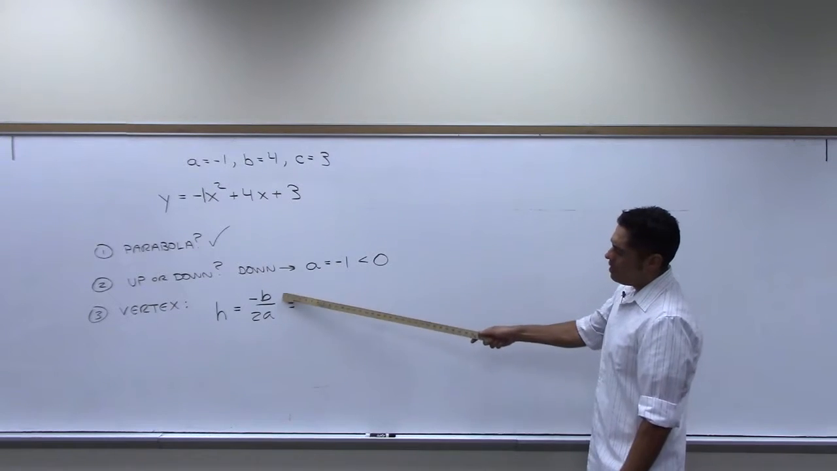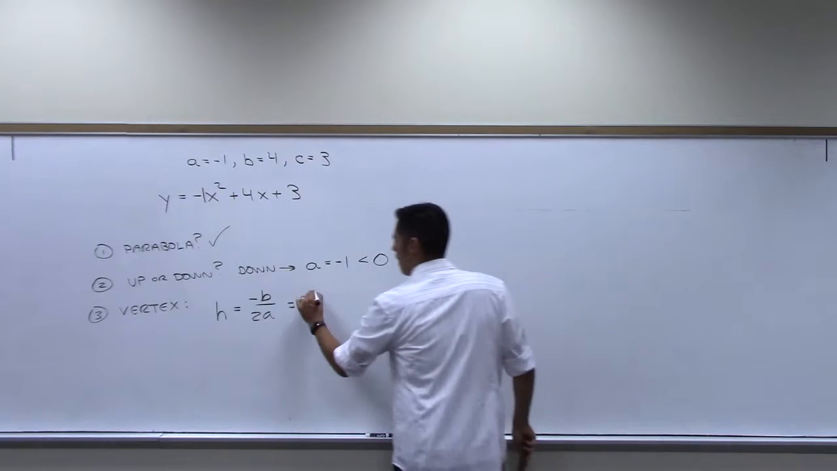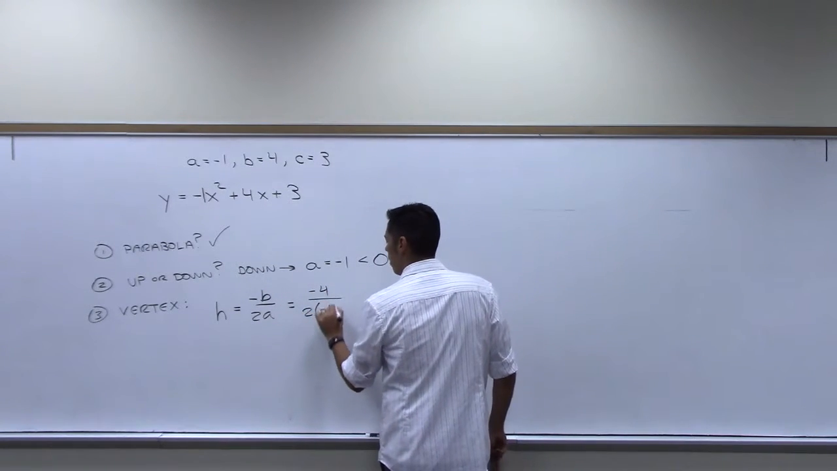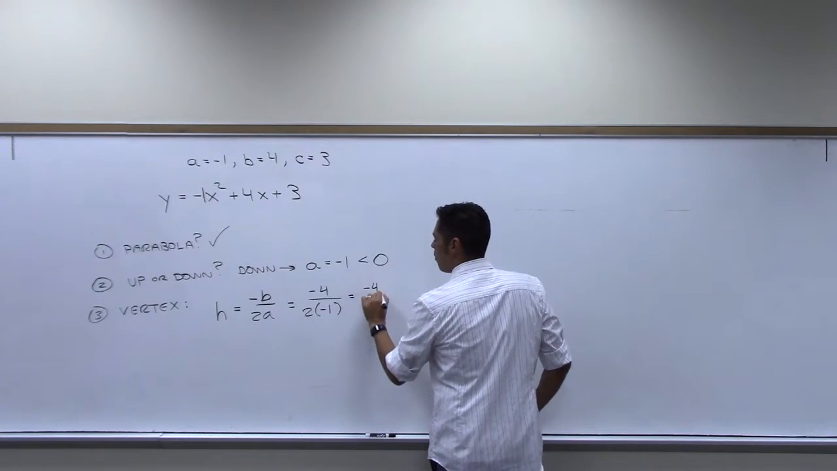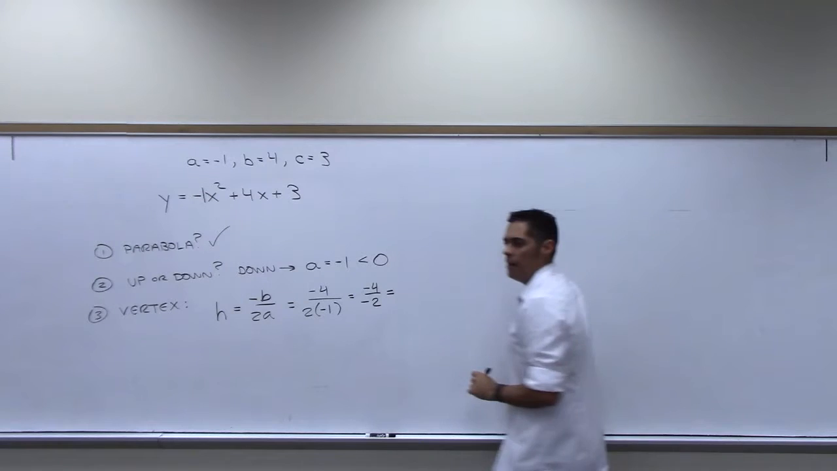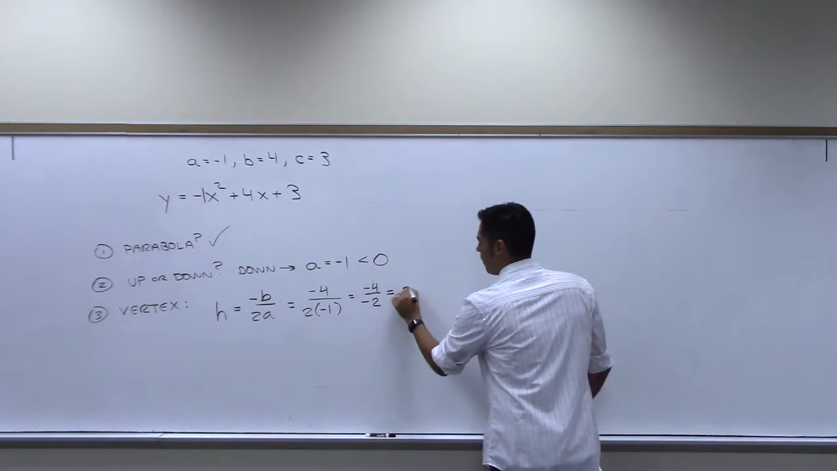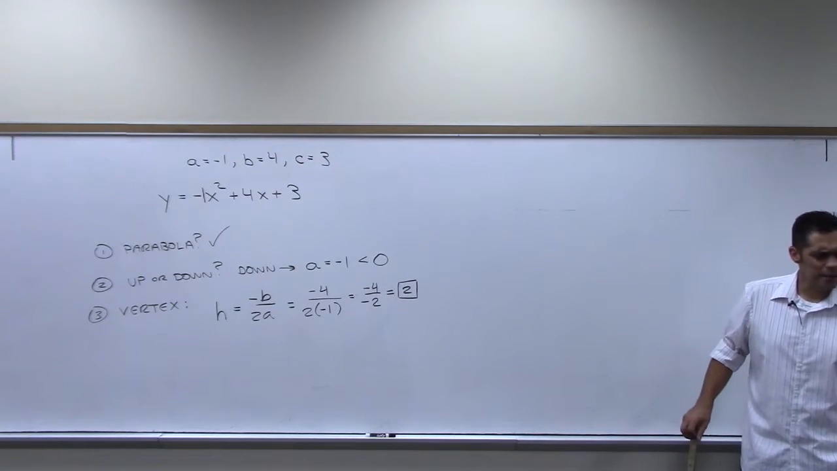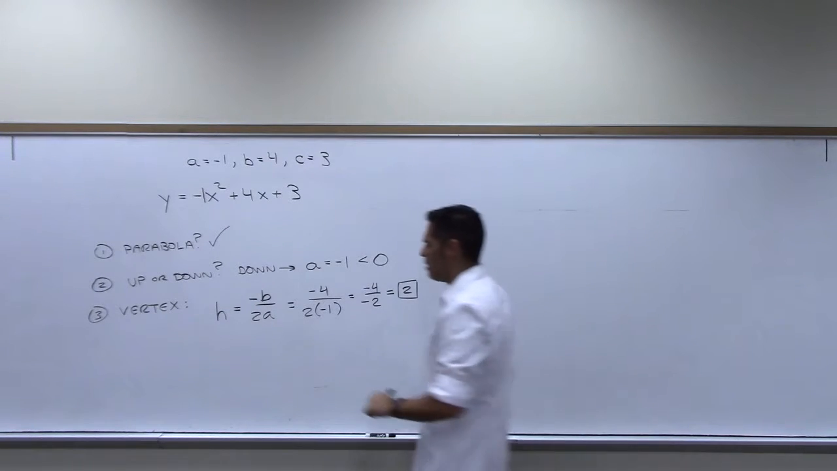All right, so what is -b for us? -4 over 2 times a. A is -1, so be careful. This gives you -4 over -2. A negative divided by a negative is positive. So this should be 2. That's h. What was the other thing we had to find? H and then k. And how did we find k?